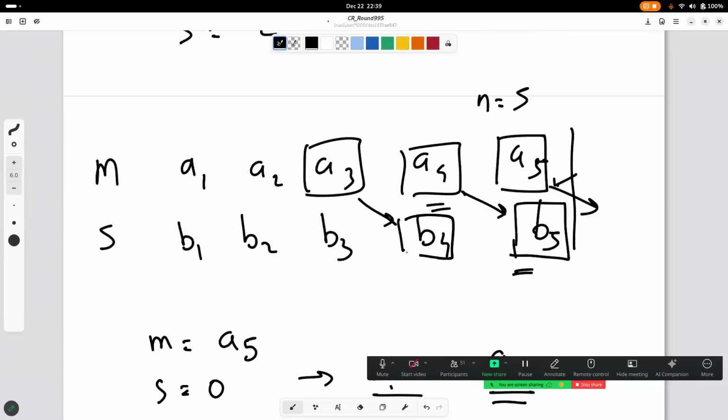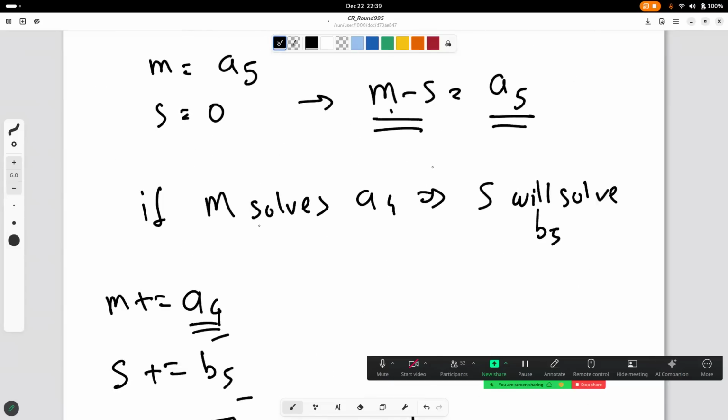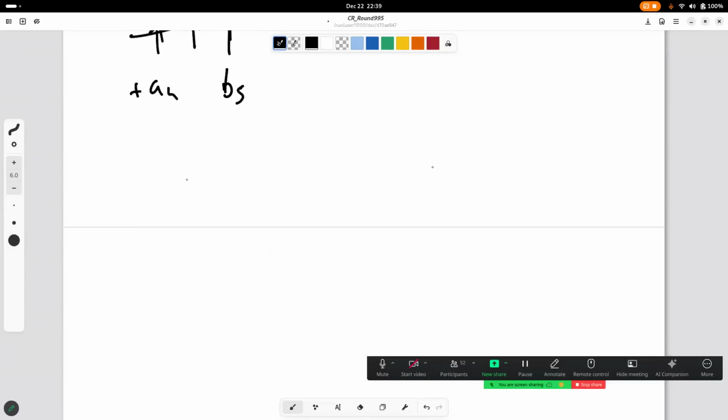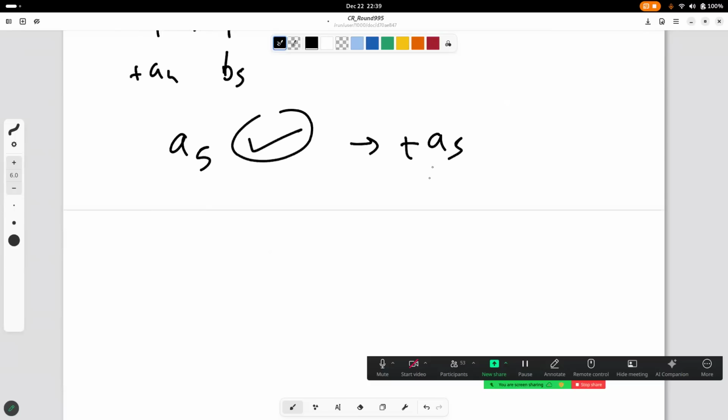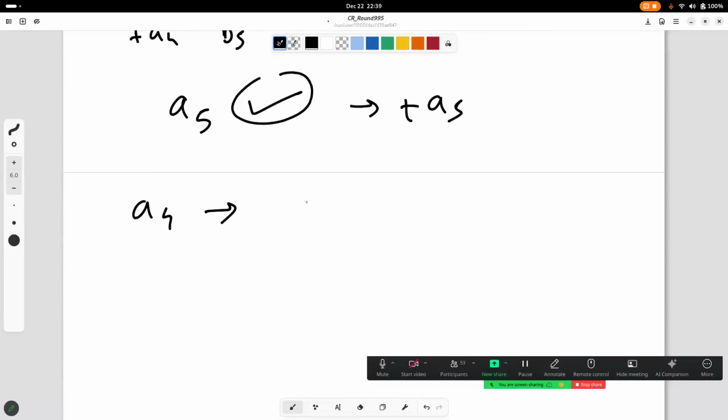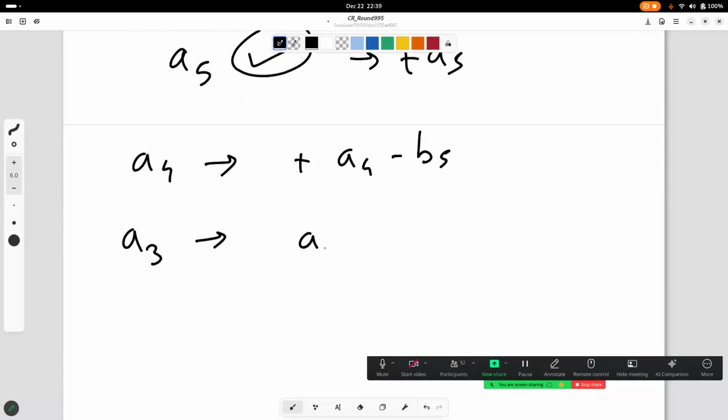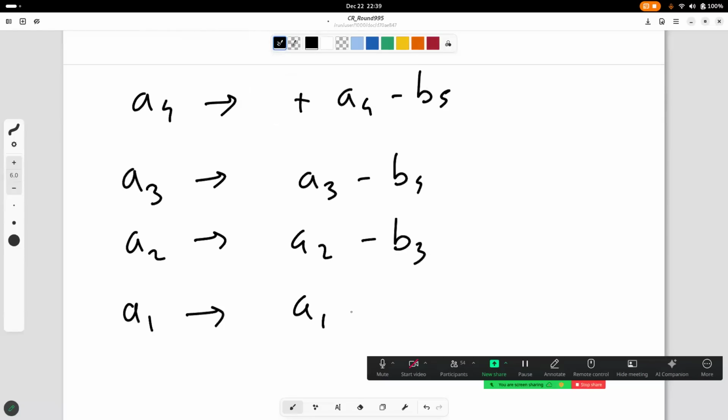All of these pairs are independent of each other. So if M decides to solve A2, that will only affect B3, that won't affect B4 or B5. And if M decides to solve A1, that will only affect B2. So for A5, we know for sure that we are going to solve this thing because this only adds A5. For A4, this is going to add A4 minus B5. For A3, this is going to add A3 minus B4. For A2, this is going to add A2 minus B3. And for A1, this is going to add A1 minus B2.